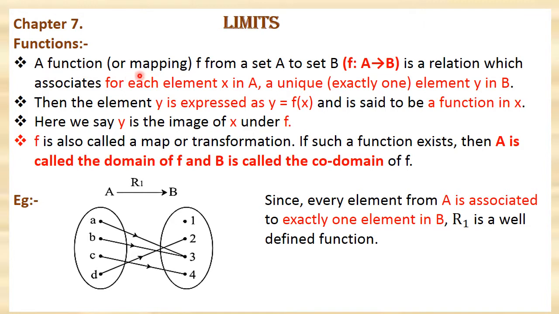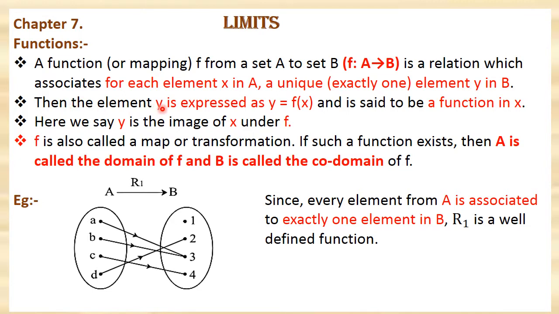A function or mapping f from set A to set B, represented by f from A to B, is a relation which associates, for each element x in A, a unique or exactly one element y in B. We have already learned the relations from a set to another set. So, for a relation to become a function, there exists a unique element in the set B.